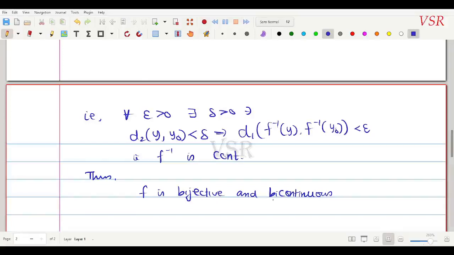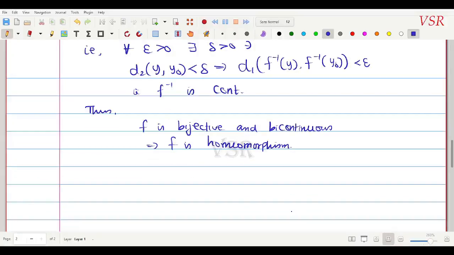Okay? So this implies that f is a homeomorphism. That's all. இதான் முக்கியமான விஷயம். So f வந்து if f is an isometry then it is a homeomorphism. So every onto isometry is a homeomorphism.